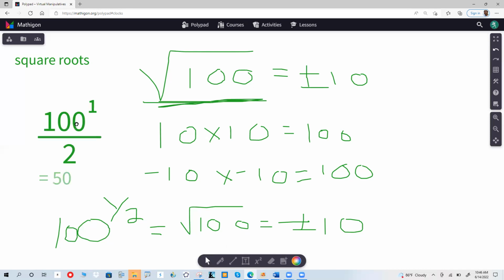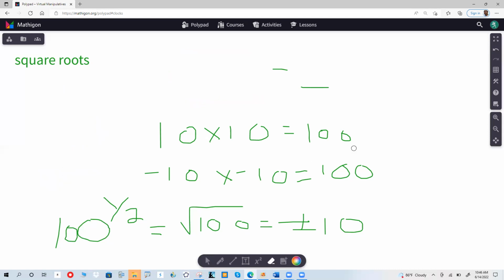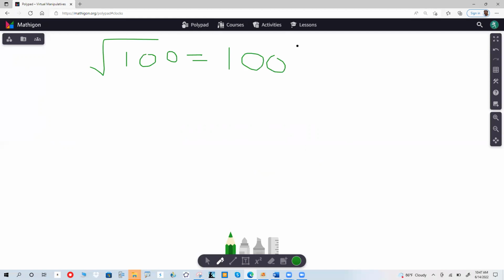Okay, one more thing. If you don't have any questions, I'm going to erase this. So what do you think this means? Let's use a new page. Save us a couple of seconds. So we're claiming this is the same as this.